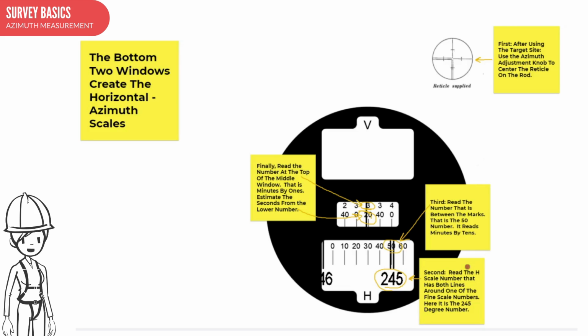Next, read the degrees by looking at the number that has both of its lines around one of the numbers above it. Here you see 245 brackets the number 50. 246 is off on its own to the side.